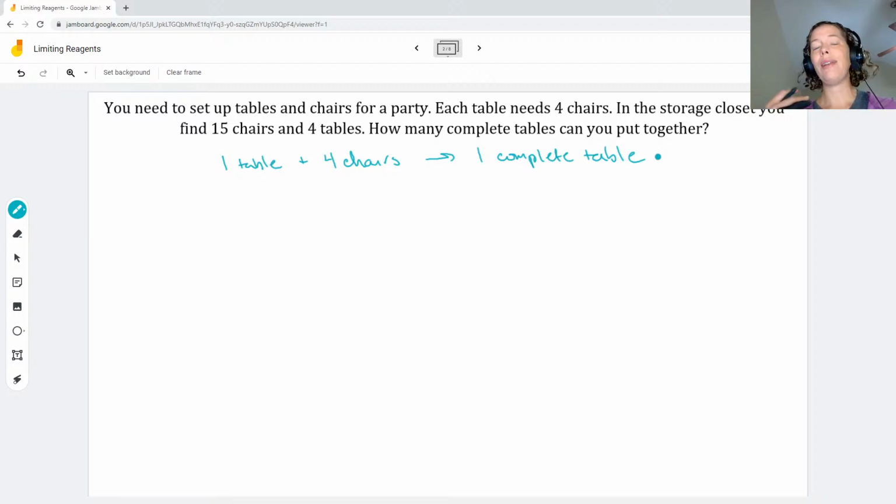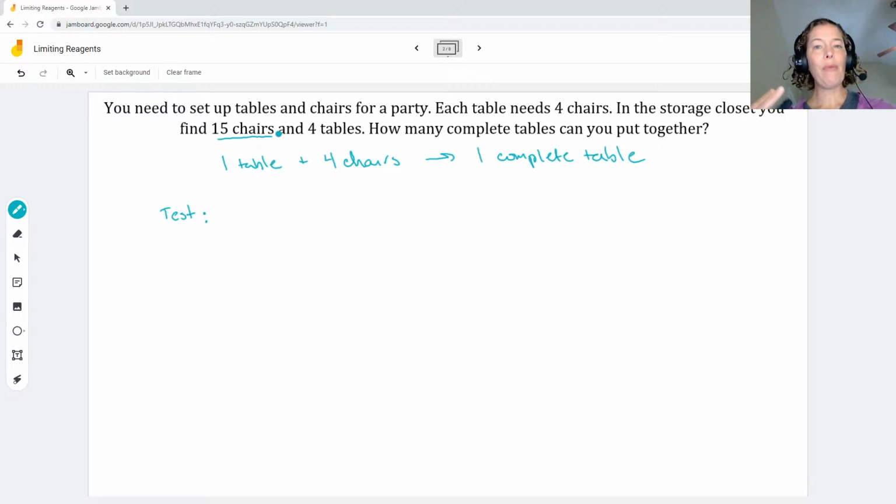So I'm going to run actually 2 tests. So this is my testing phase, and I'm just going to pick one of my items to test first. It doesn't matter which, we'll actually test both of them. So I'm going to go ahead and start with my chair. So I am going to test my chairs, and the question I'm asking is, all right, I have 15 chairs in the storage closet. How many complete tables can I make with those 15 chairs?